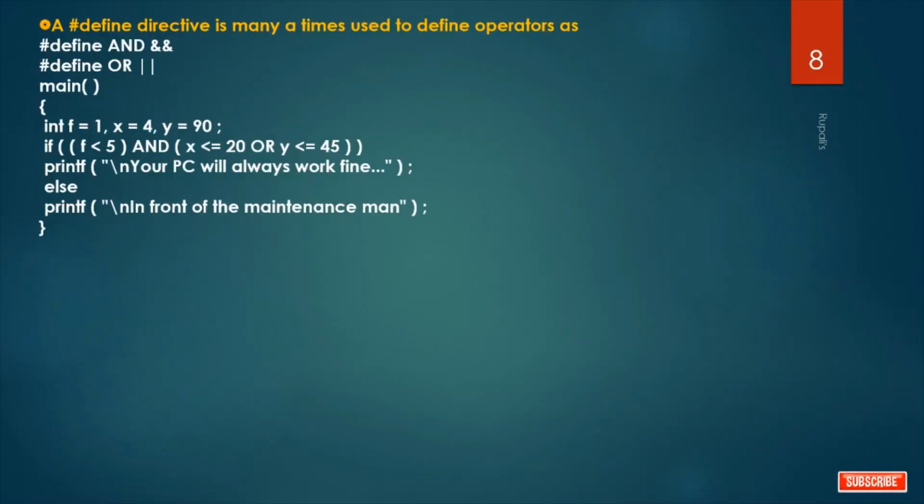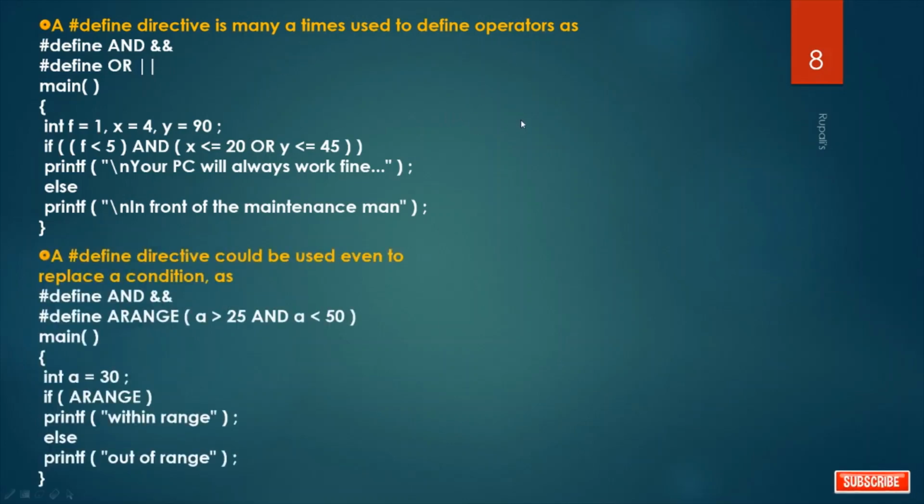Learn through different examples. A #define directive is many a time used to define operators, such as #define AND as logical AND and #define OR as logical OR. So, the compiler replaces this AND by logical AND, and replaces this OR by logical OR. In this way, the #define directive is many a time used to define operators.